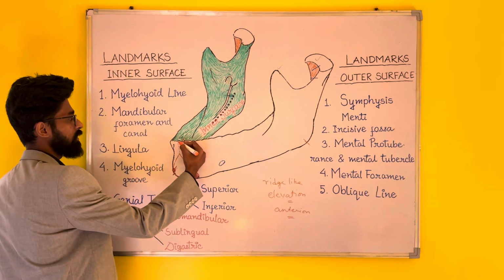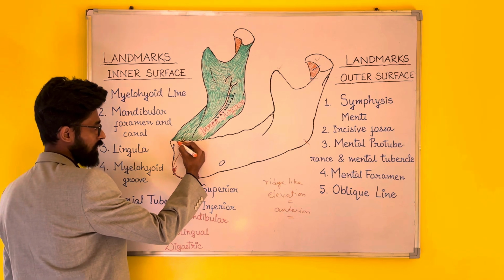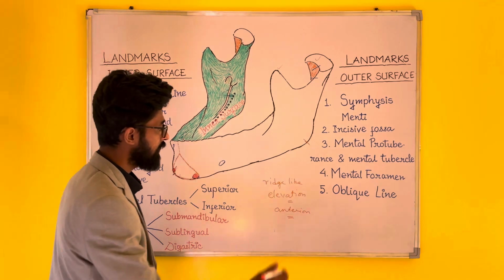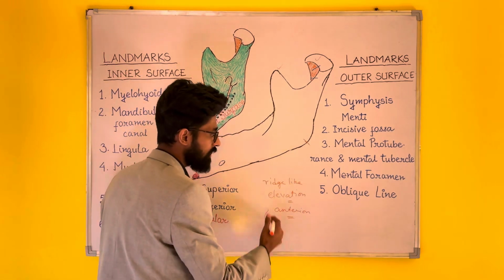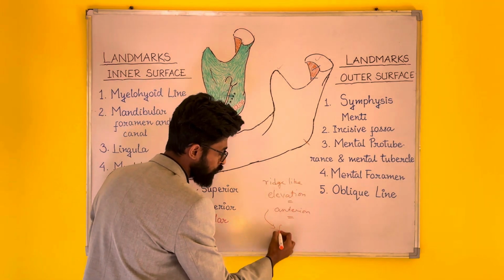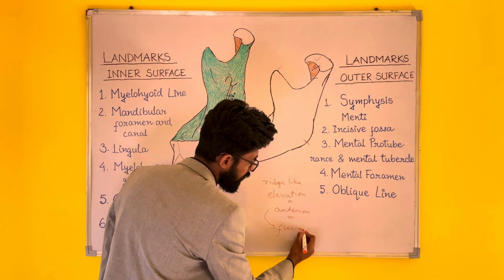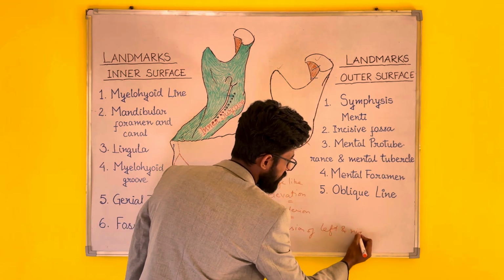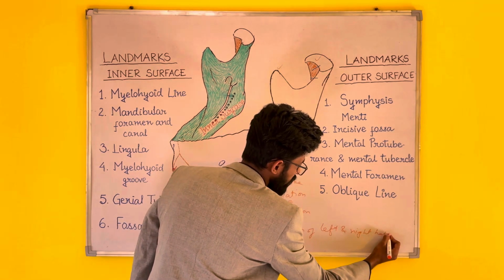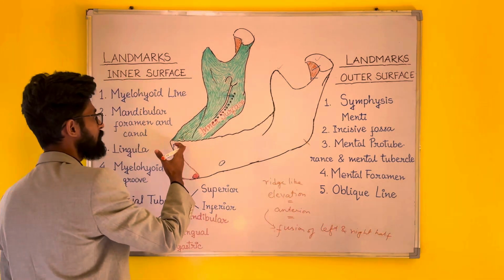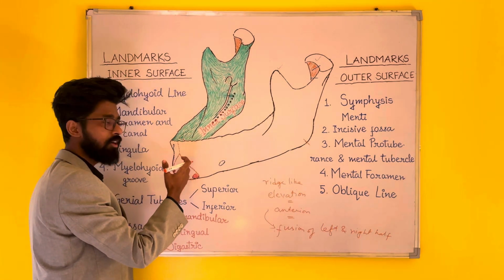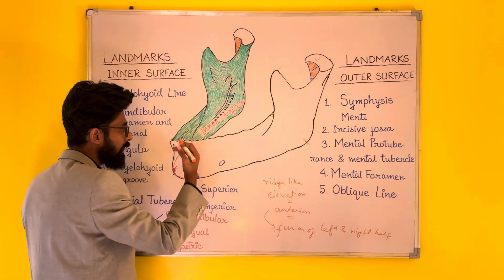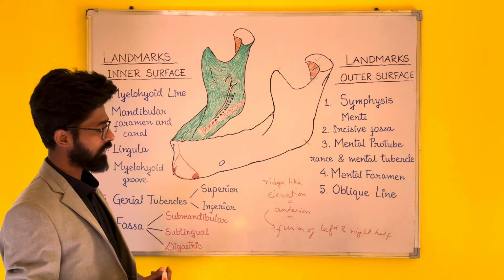So this orange marked line, which represents a ridge-like elevation, is the symphysis menti. This indicates the fusion of the left and right halves of the mandibular bone, right? Symphysis menti is a faint ridge-like elevation. Symphysis means joining, the joining of the left and right halves of the mandible.